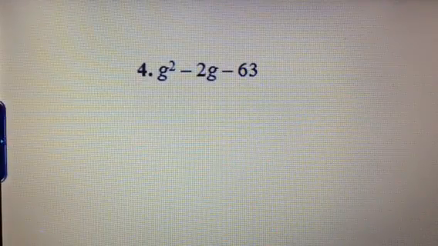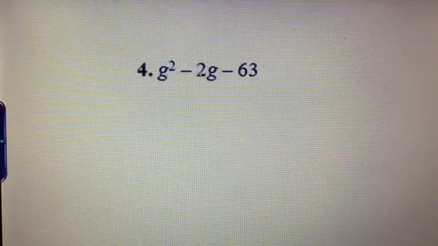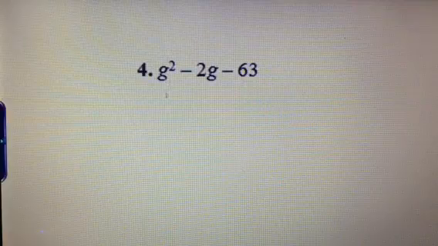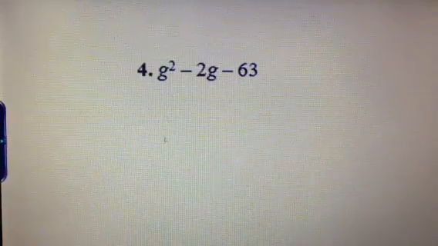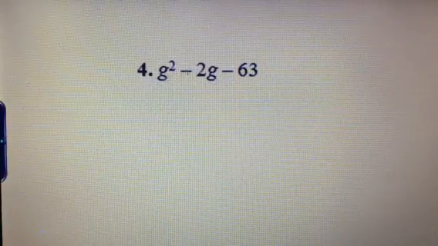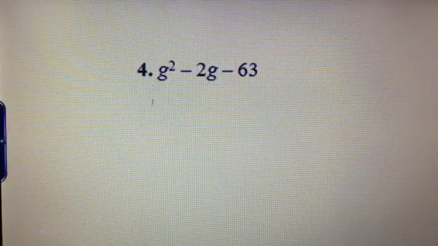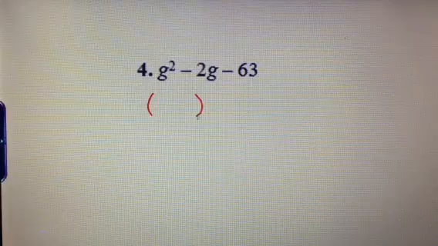We want to factor this trinomial. You'll look at it and look for a GCF. When you do that, you'll see that the greatest common factor is 1, or we can just say that it does not have a greatest common factor. It's a trinomial, so we will factor it using the reverse of the FOIL method.